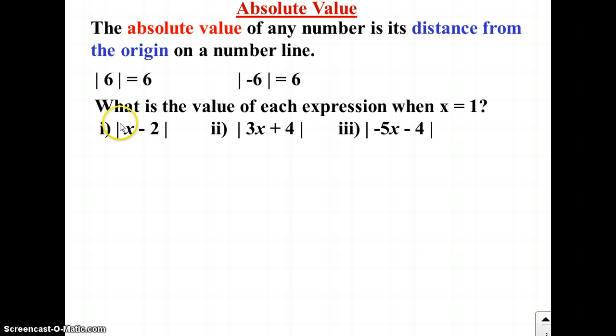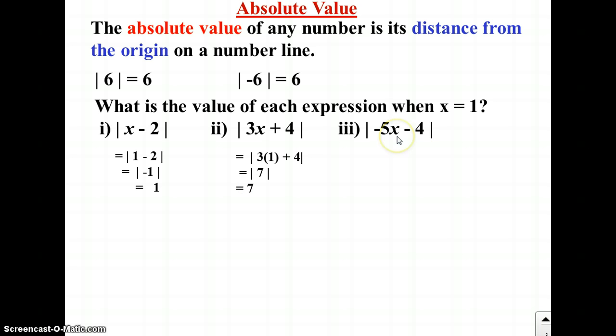So we plug 1 in, and these absolute value signs act as brackets. We've dealt with this a little bit, so let's recall. Plug 1 in for x. 1 minus 2 is -1. The absolute value of -1 is 1. Same thing for part 2. Plug 1 in for x. 3 times 1 is 3, plus 4 gives us 7. The absolute value of 7 is indeed 7.